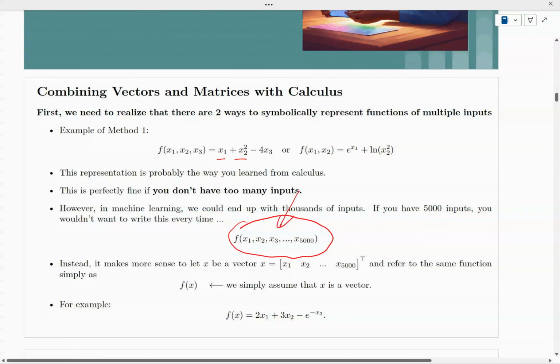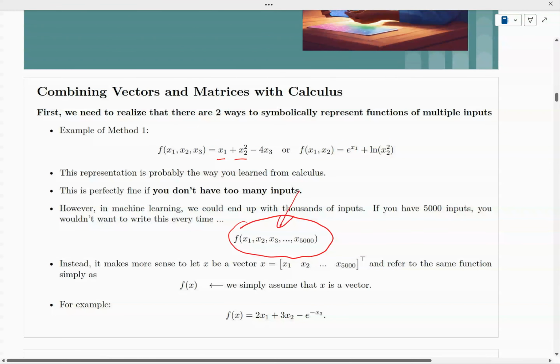And that just gets annoying. So instead of writing this, it makes more sense for us to simply assume that x is just a vector, a vector of 5,000 variables, right? Notice the transpose, so this is a column vector. So x is a column vector of 5,000 variables. And then we just assume f of x can be one dimension or it can be multiple. Like that's to be defined, right?